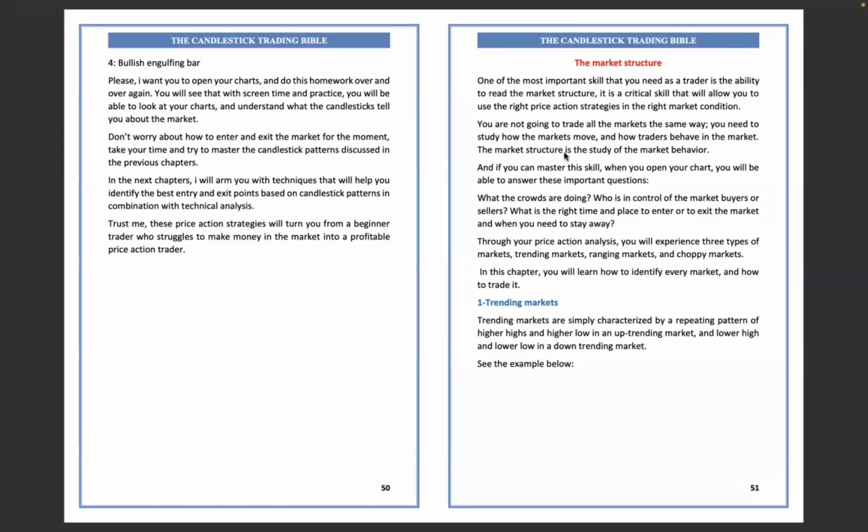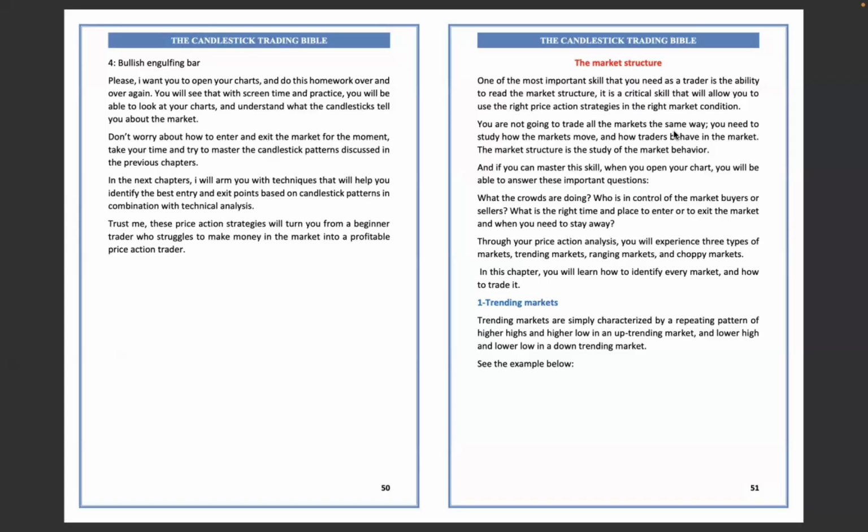So let's read over the books here. You're not going to trade all the markets the same way. You need to study how the markets move. Every market, like forex, stocks, and even some of the forex markets themselves, like maybe gold and USD or GBP against the US dollar, they all move in a particular way. So think of them as humans. Let's say the gold chart, gold against the US dollar. There's a certain way gold moves. The more you trade the gold markets, the more you get familiar with the way it moves, the way it behaves, its attitude.